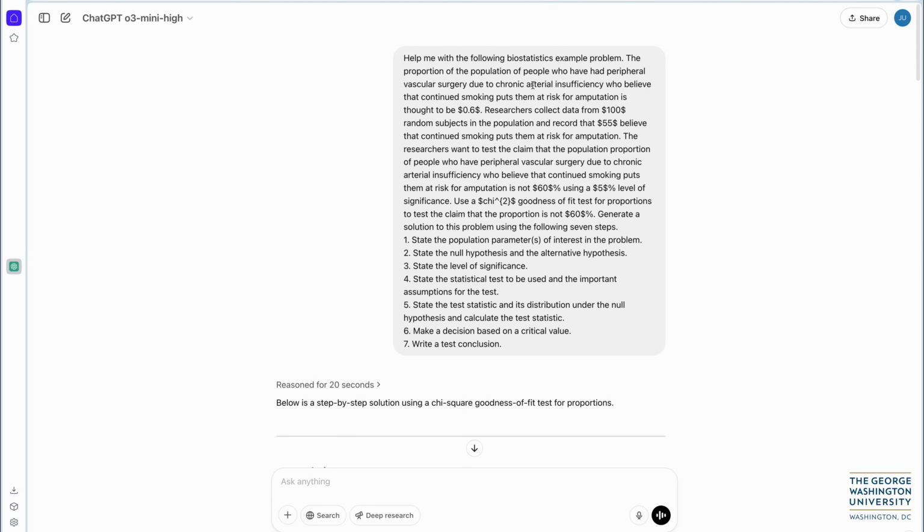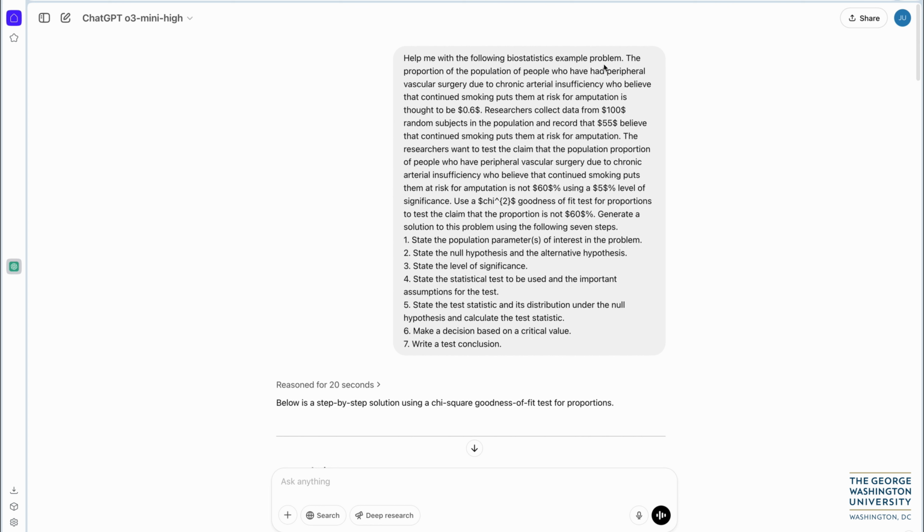So I've used ChatGPT here, and this is my prompt. You can of course see I'm using ChatGPT o3 mini high. By the time you watch this, we might be many generations into the future. But here we go. Help me with the following biostatistics example problem. So I preempted with this bit. Then I copied and pasted my problem.